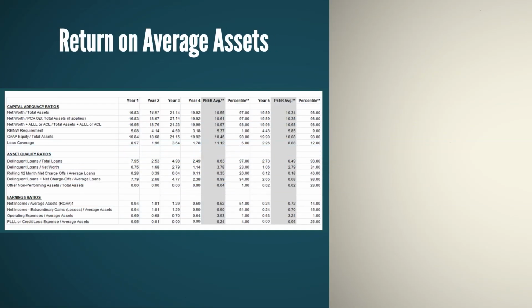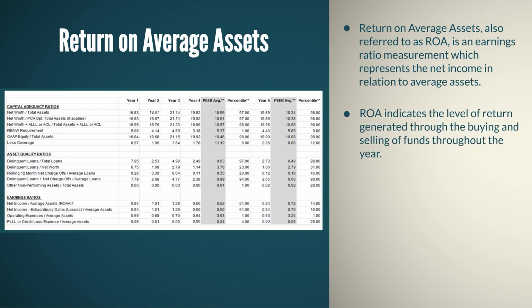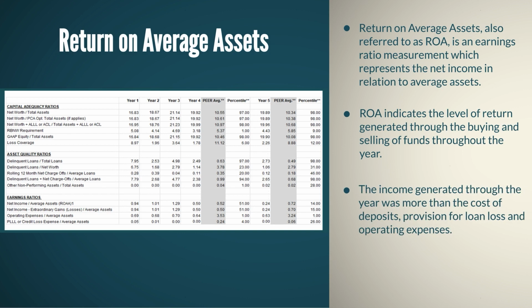Now, let's talk about return on average assets. Return on average assets, also referred to as ROA, is an earnings ratio measurement which represents the net income in relation to average assets. ROA indicates the level of return generated through the buying and selling of funds throughout the year. If the credit union displays a positive ROA, then the income generated through the year was more than the cost of deposits, provision for loan loss, and operating expenses.